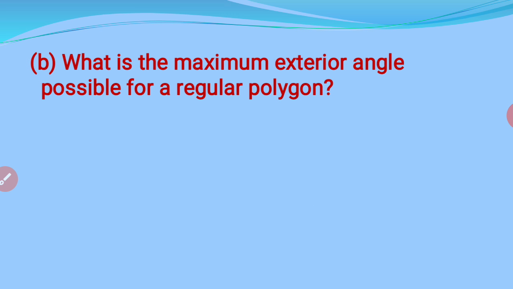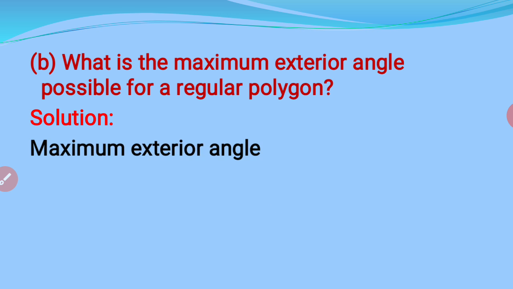Now the question is, what is the maximum exterior angle possible for a regular polygon? As we already know that the interior angle and the exterior angle make up a linear pair, the minimum interior angle will give you the maximum exterior angle, which is only possible for an equilateral triangle. So the maximum exterior angle possible will be 180 minus 60. 60 is the minimum angle possible for any regular polygon, and that is why the maximum exterior angle will be 120 degrees. With this, we come to the end of the given topic.